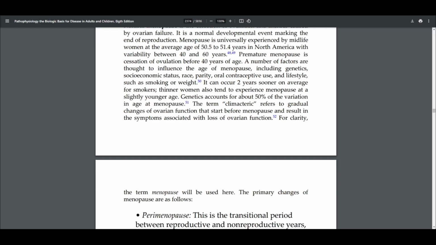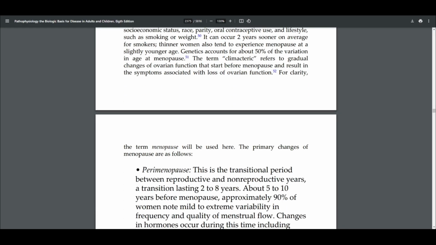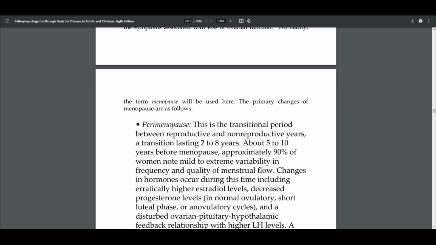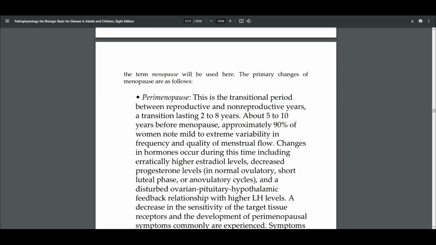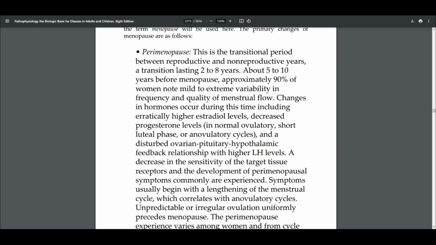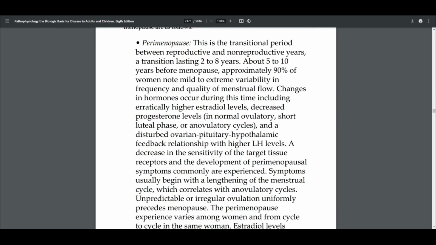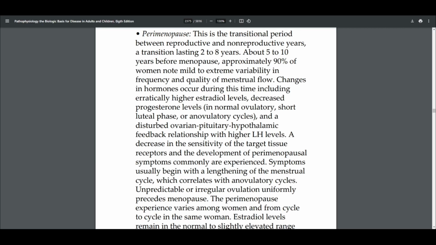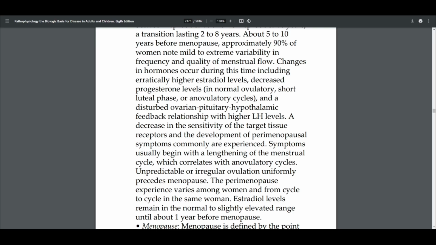For clarity, the term menopause will be used here. The primary changes of menopause are as follows. The perimenopause. This is a transitional period between reproductive and non-reproductive years, a transition lasting anywhere between 2 and 8 years. About 5 to 10 years before menopause, approximately 90% of women note mild to extreme variability in frequency and quality of menstrual flow.